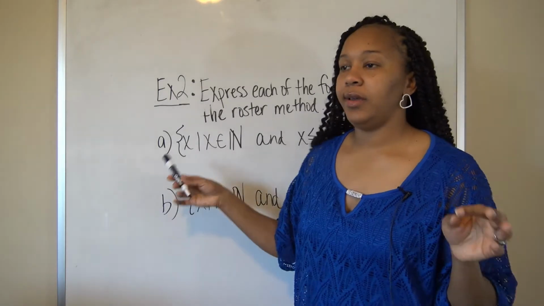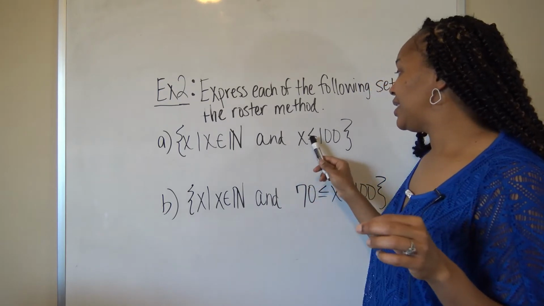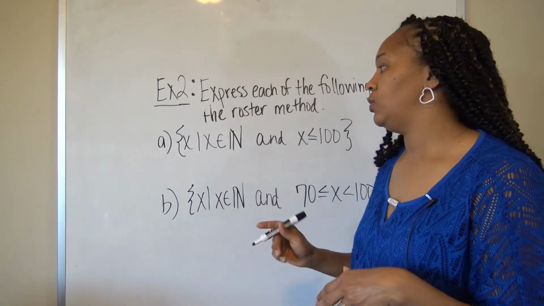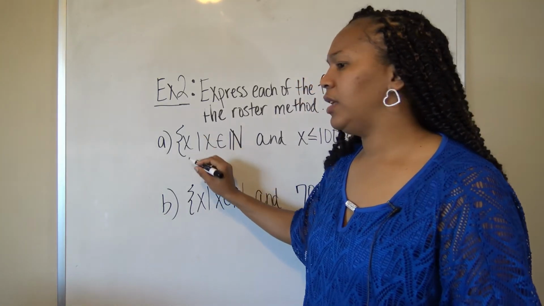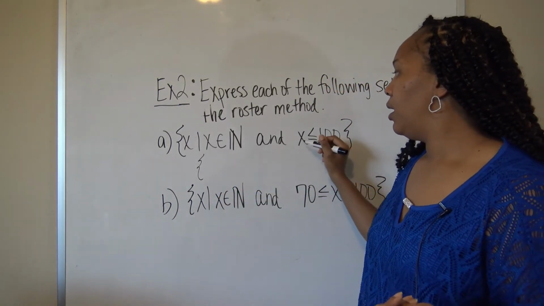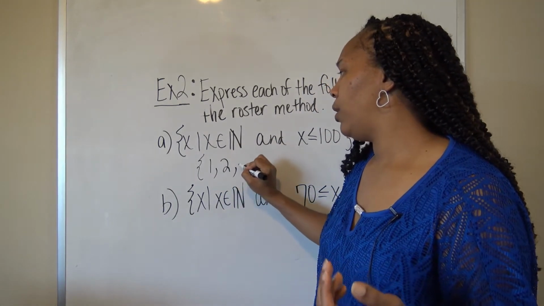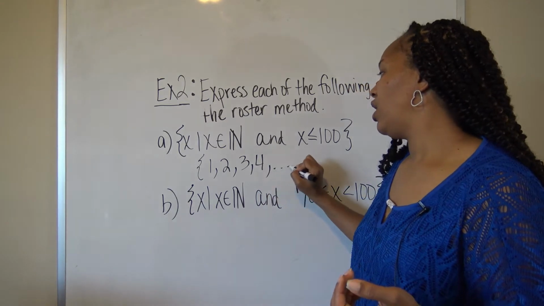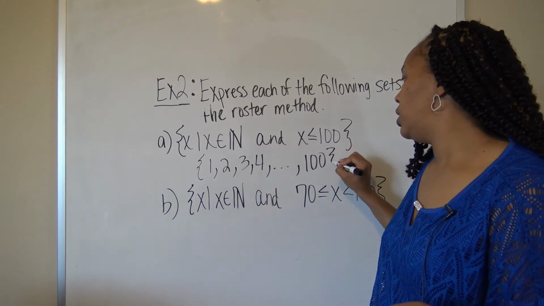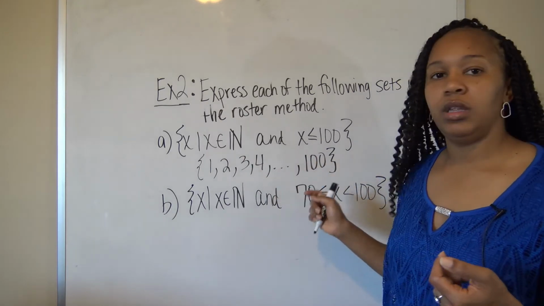So the first one says that X is the set of all X that are natural numbers, and X is less than or equal to 100. So I want basically all of the natural numbers that are less than or equal to 100. It didn't give this set a name, but we'll just write it out without giving it a name. Natural numbers start with 1. So basically you'll start with 1, you'll go 2, 3, 4, and you'll keep going all the way up till you get to 100, because it also wants it to equal 100. So your set will stop at 100. And so that's how you would express this set using the roster method.